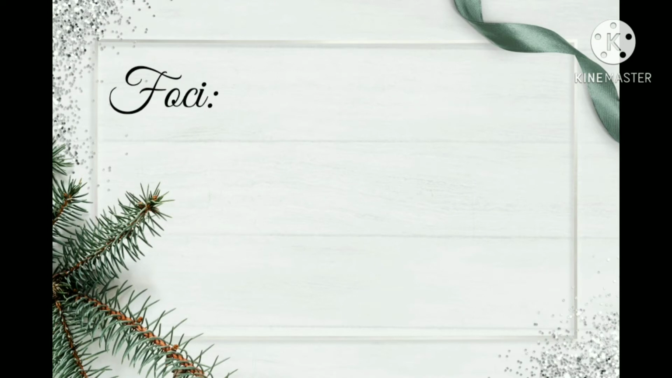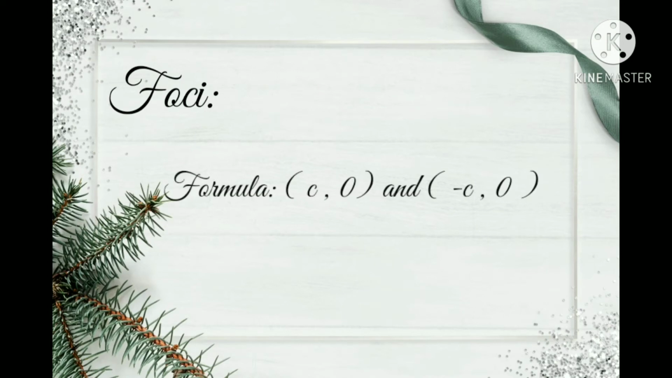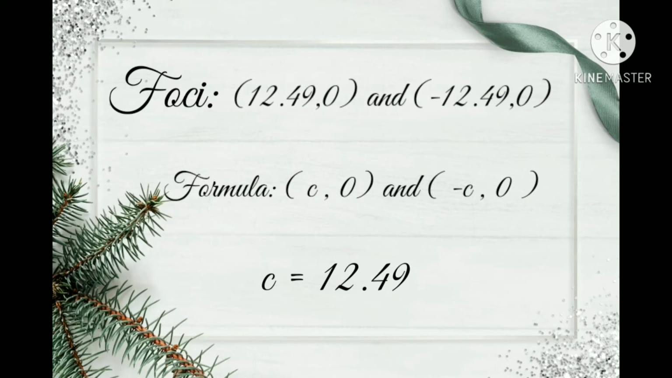To find the foci, the formula for the foci is (c, 0) and (negative c, 0). Since our c equals 12.49, our foci are (12.49, 0) and (negative 12.49, 0).